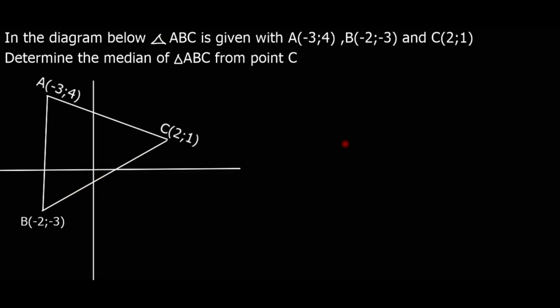And then this one here, in the diagram below, triangle ABC is given with A, B, and C. Determine the median of triangle ABC from point C. They have given the triangle ABC, and then the coordinates of those points. So this question is asking us to determine the median from point C. We know that we will draw a line from this point to the opposite side, to the midpoint of AB. So let's just say this is point M. So we will look for the coordinates of this M, we use the midpoint formula.